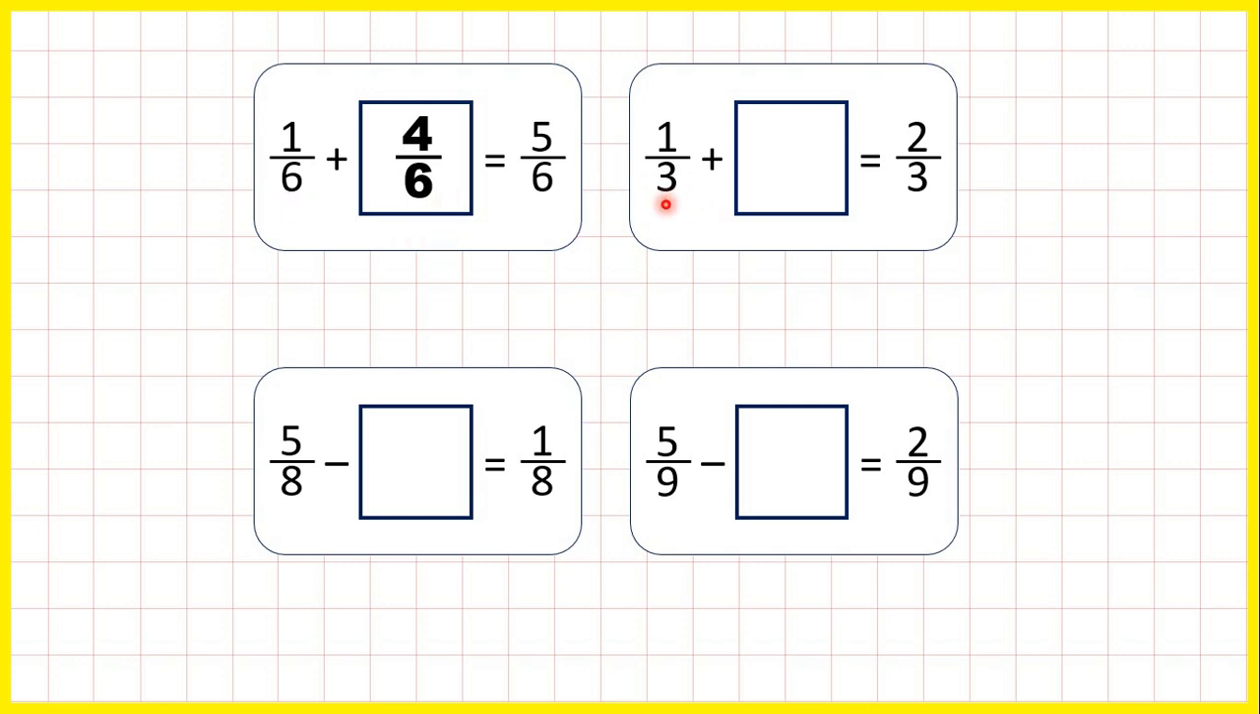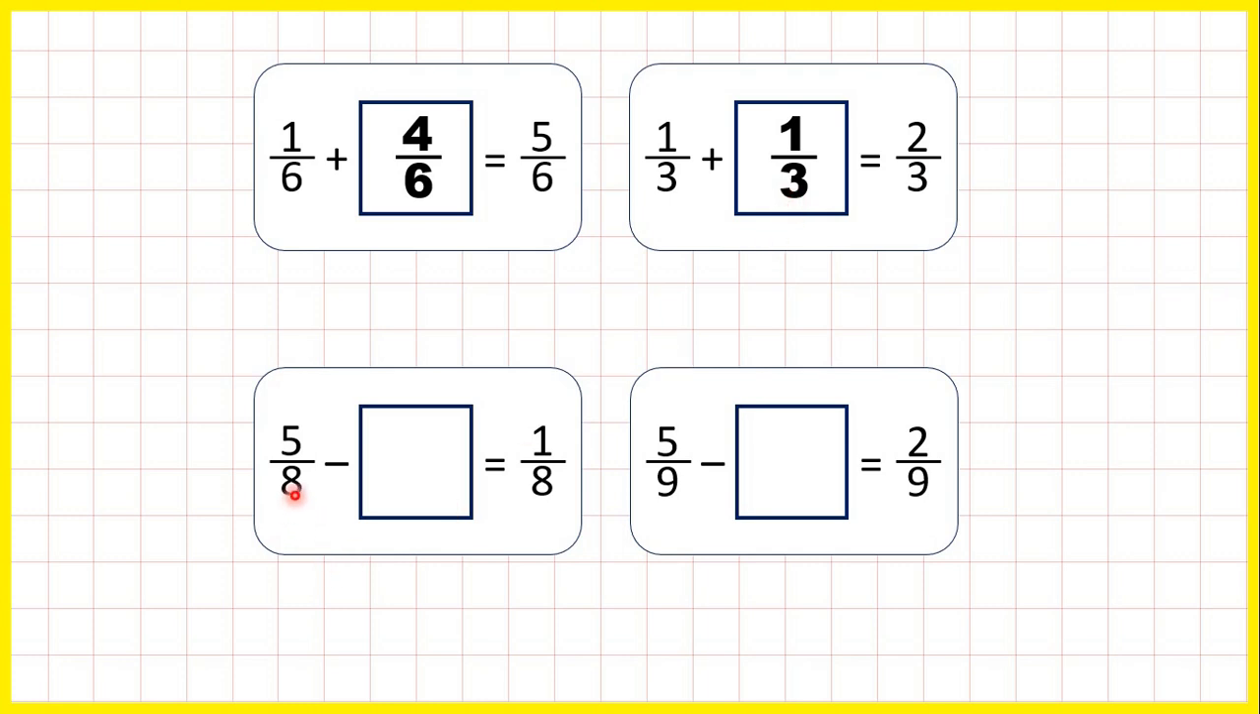Now 1/3 plus what is 2/3? So our denominator will be 3, and 1 plus 1 is 2, so our fraction is 1/3. And again, if we subtract to find the missing number, that's 2/3 minus 1/3, which is 1/3.